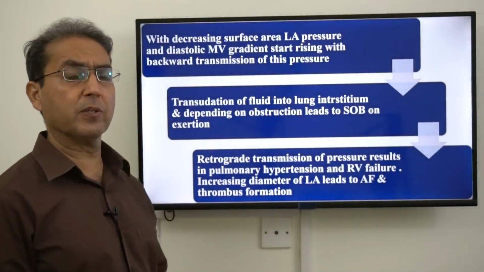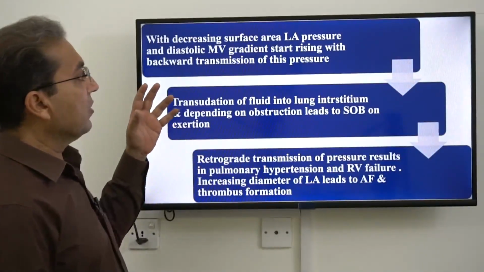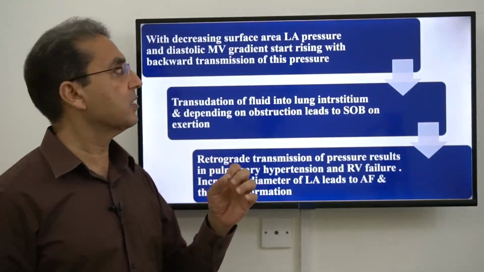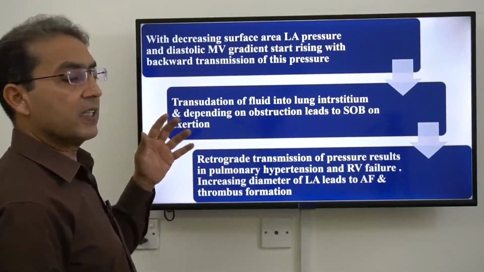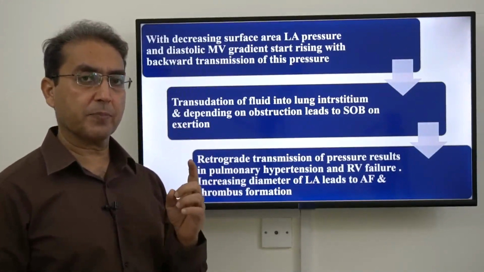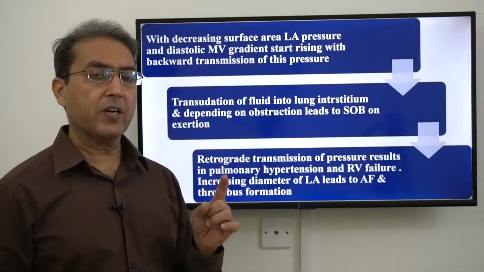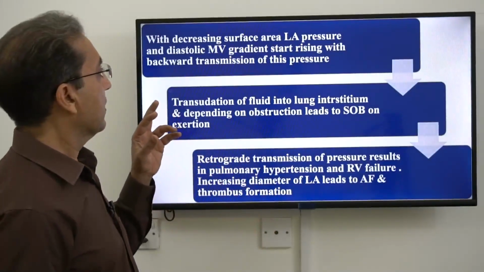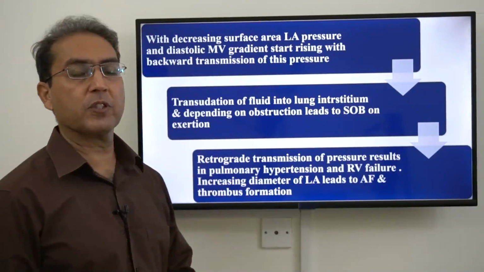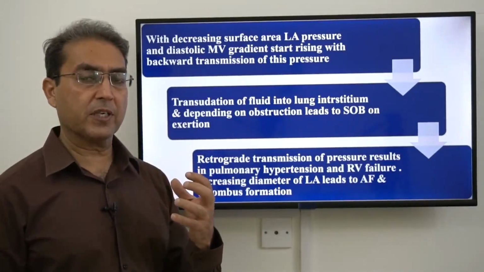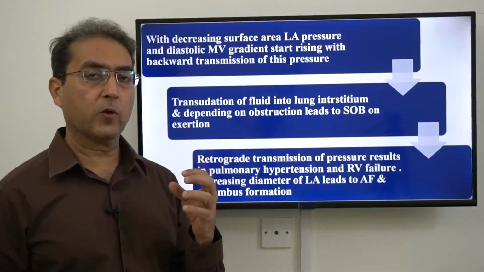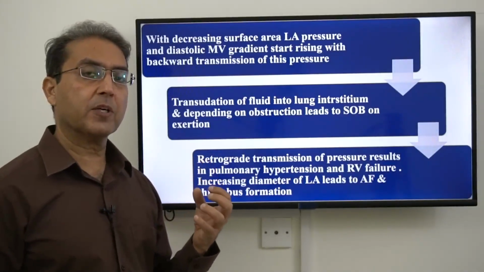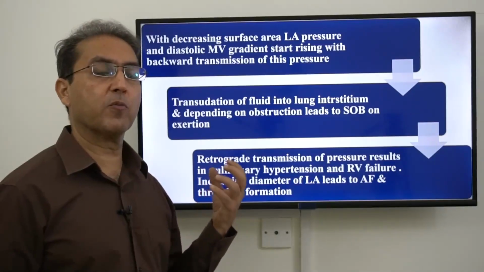Now, what results from these two phenomena? When we see the left atrium, with the decreasing surface area of the mitral valve, the pressure in the left atrium and the diastolic mitral valve gradient, that is the pressure gradient between the left atrium and left ventricle during diastole, also starts increasing. So that results in a backward transmission of this pressure. Since the LA pressure rises, it's difficult for the LA to push blood into the left ventricle, but the left atrium does not have any valve which can prevent the backward movement of this blood.